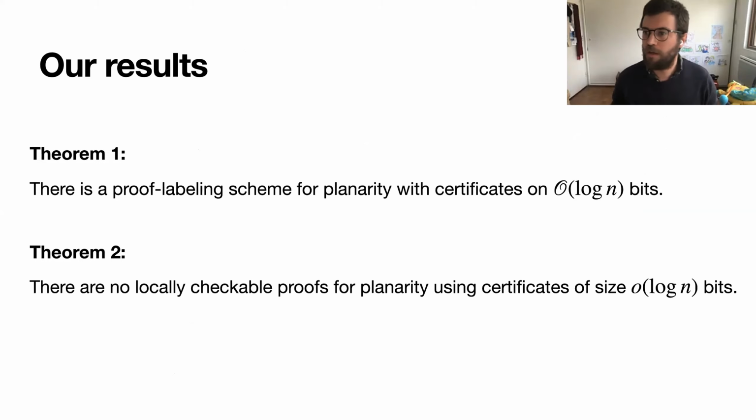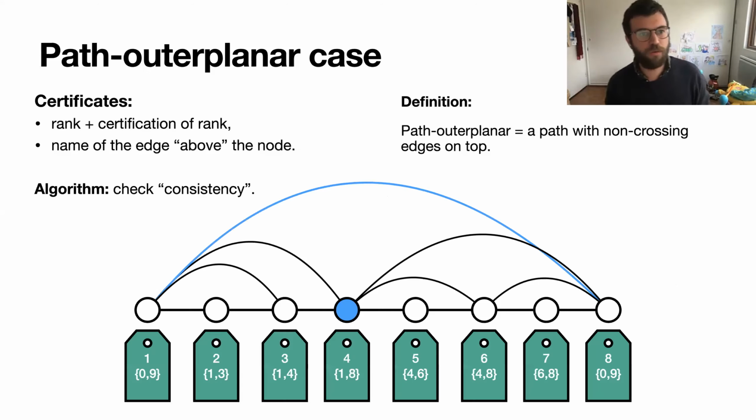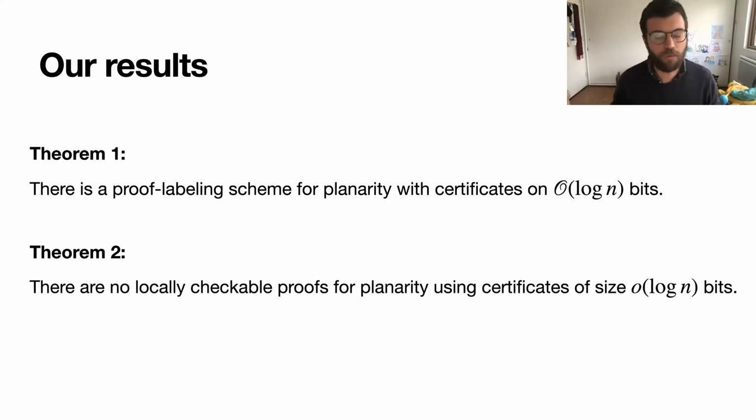Our results are, first, that there is a proof labeling scheme for planarity with certificates of log n bits. To our knowledge, this is the first non-trivial proof labeling scheme for planarity. And also, as a second result, we show that this is in fact optimal, even for a slightly more powerful kind of local certification, which is locally checkable proofs. So there are no locally checkable proofs for planarity using certificates of size little-o of log n.